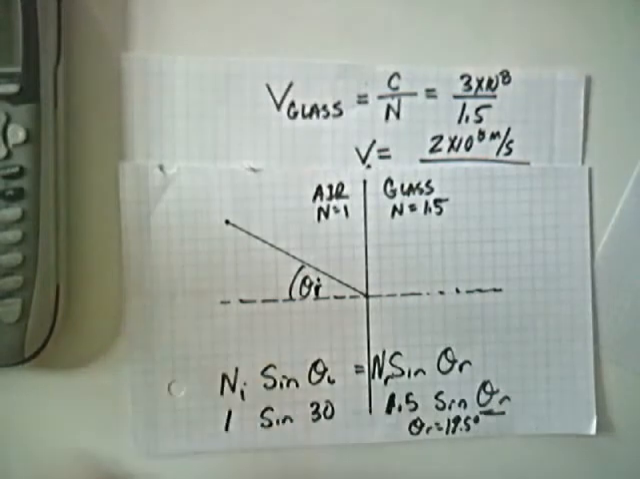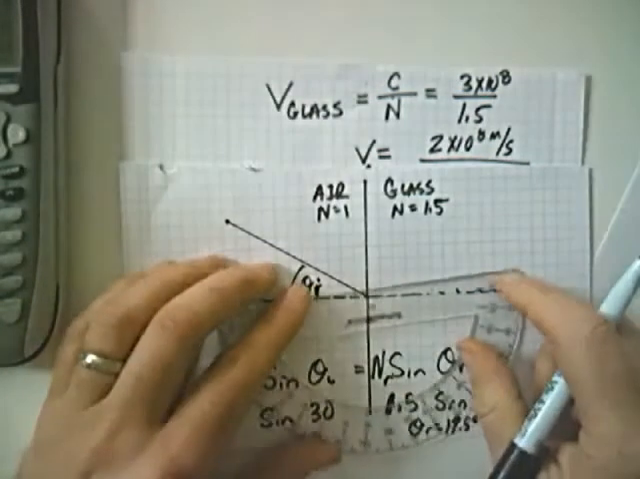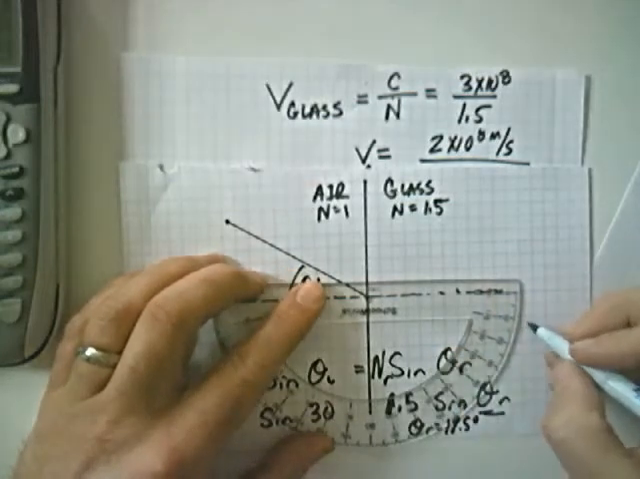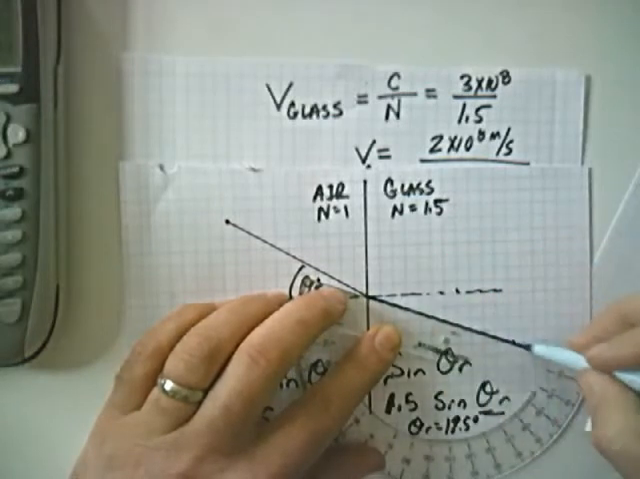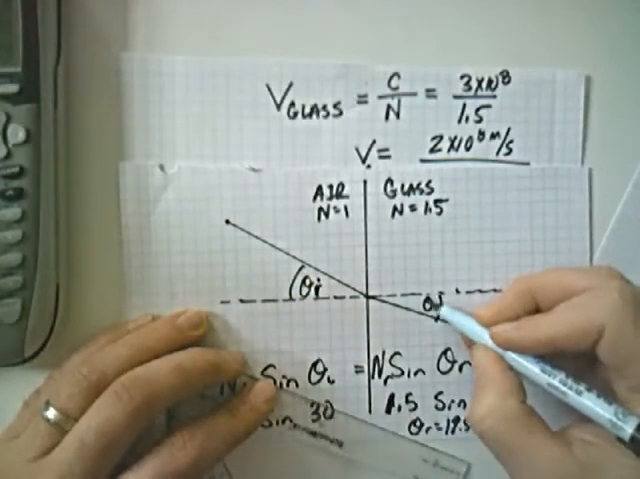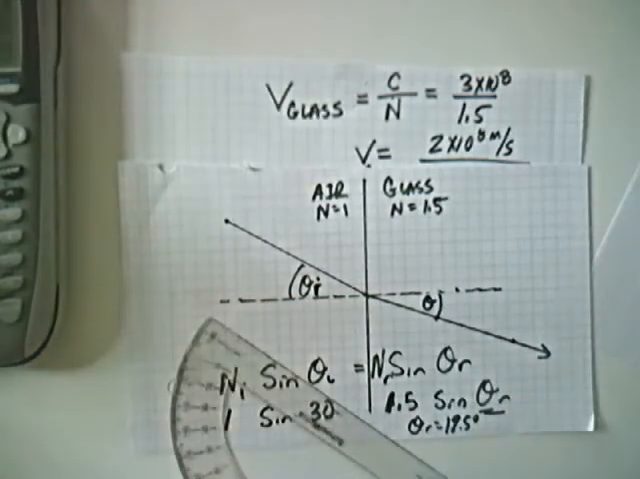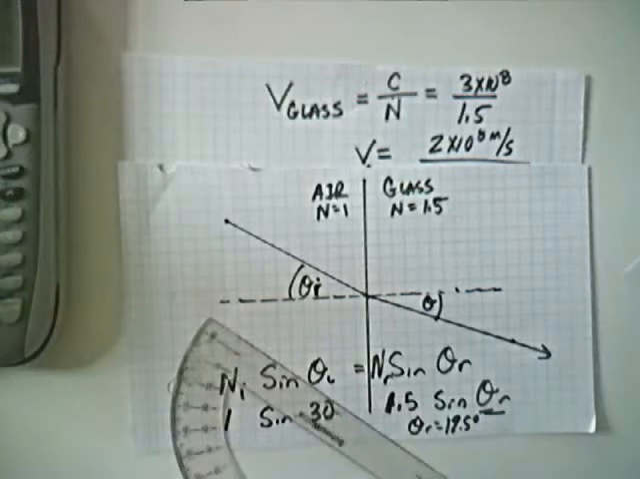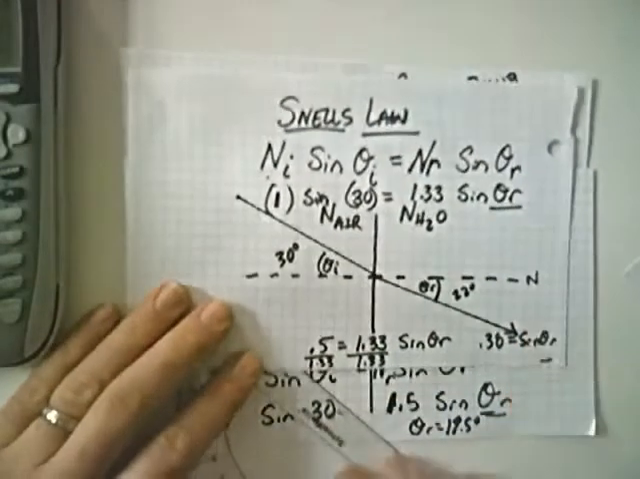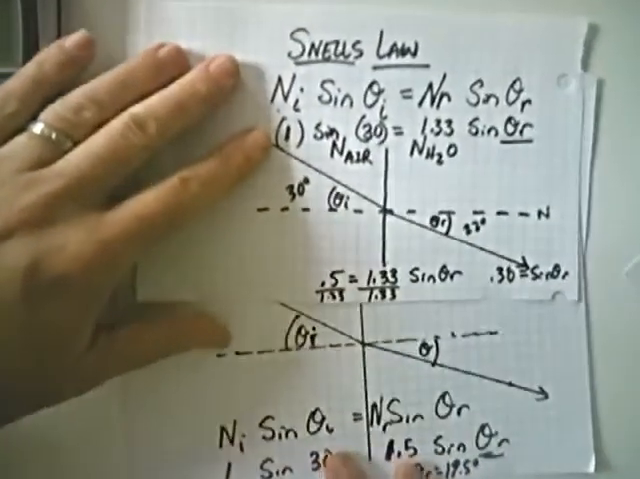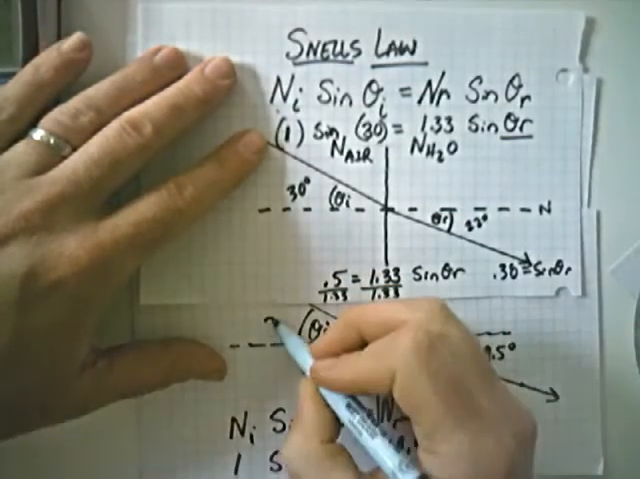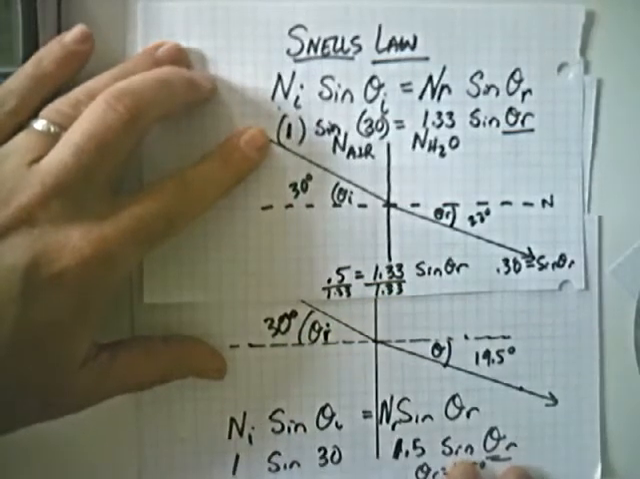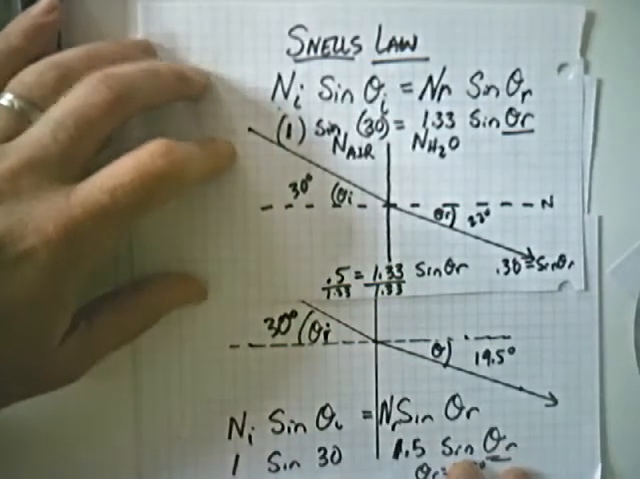So if we come in at 30 and we enter glass, we're going to leave at an angle based on the normal of about 19.5. You can see that it's slowed down more, and so the bend is more prominent. If we compare it to what we did last time, we were bending 22 degrees, and now we're bending 19.5. And the reason we're bending more is because we're slowing down even more.